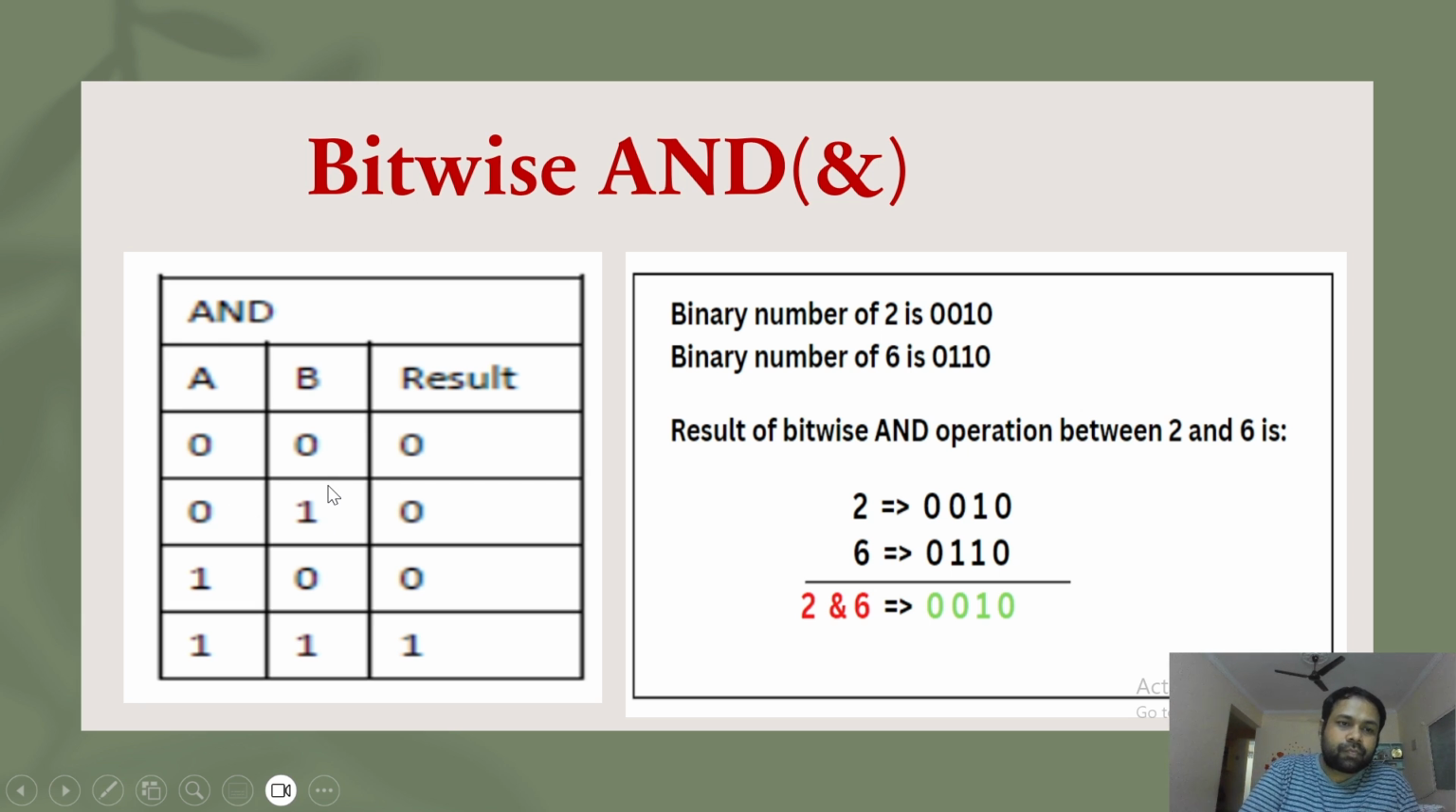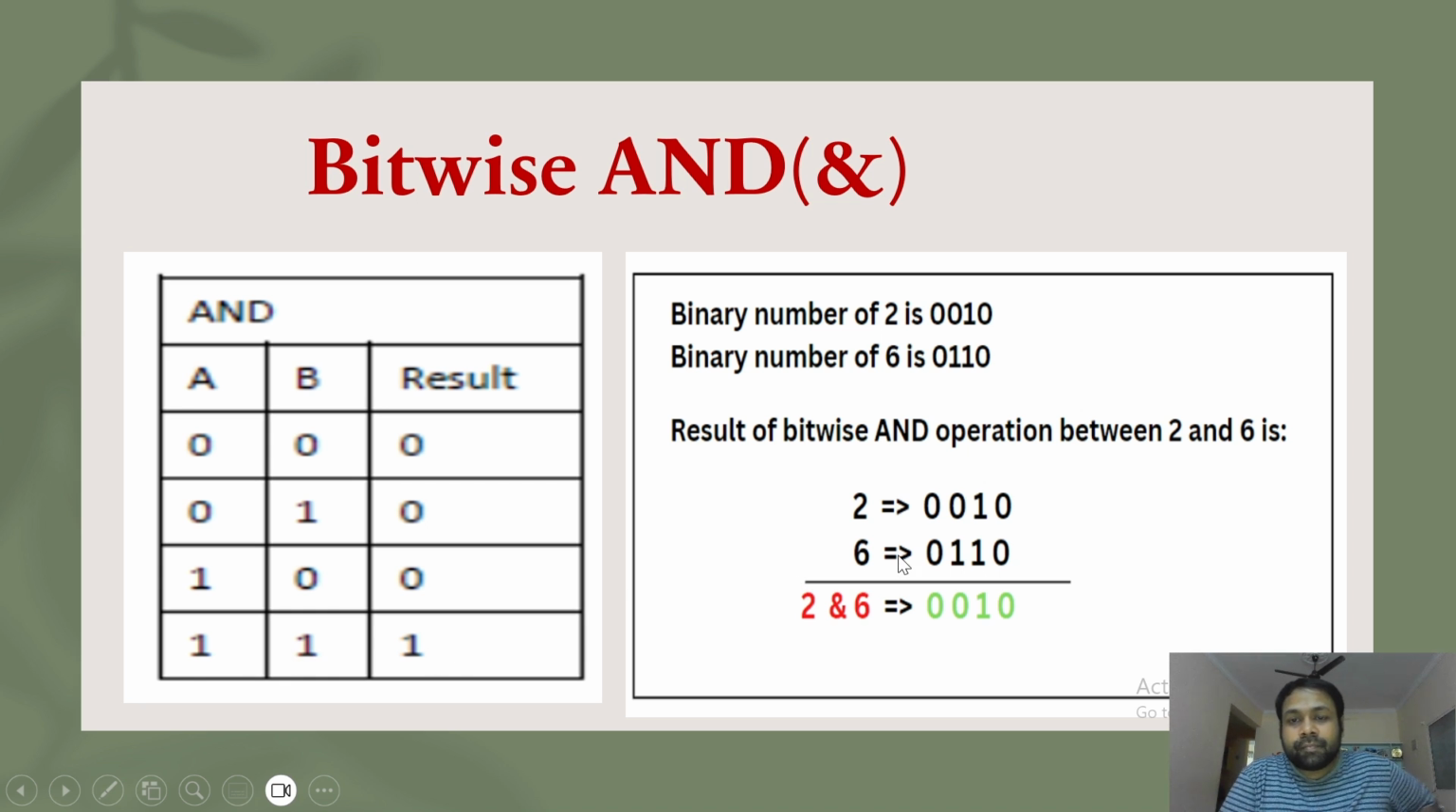So in AND, both should be 1, both should be true. 1 in the sense true. False, false, false. False, true, false. Why false? Because it is AND. Both should be true. False, true, false. 1, 0, 0. Both are 1. True, true. That's why answer is 1.